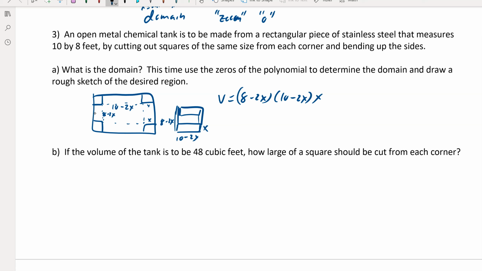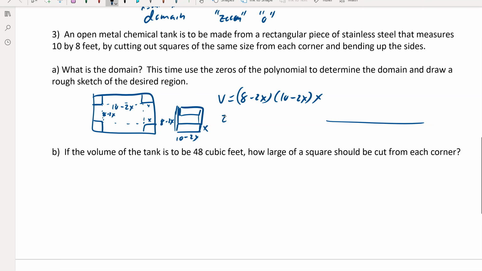But we're going to be doing this one all by hand now, because I want you to think about how would you use the zeros. So what is the domain? This time use the zeros of the polynomial to determine the domain and draw a rough sketch of the desired region. So think about it.